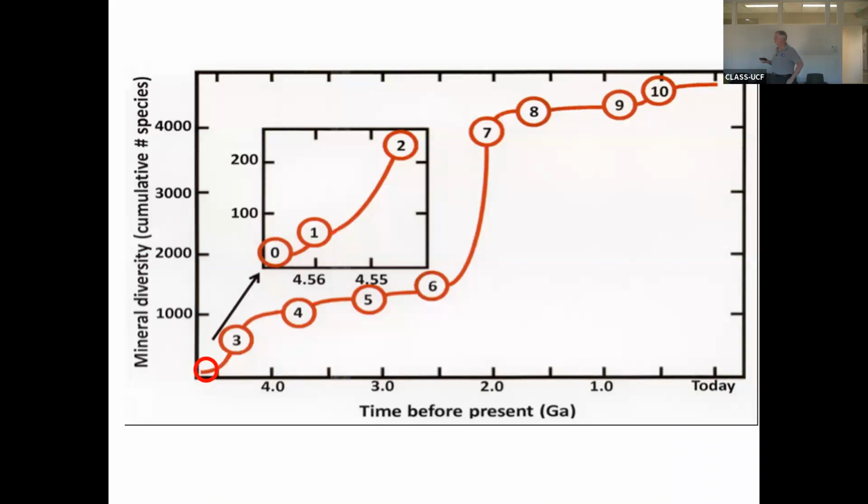And this is another chart from Hazen about mineral diversity. Time versus mineral diversity. And basically, all we're going to be talking about in this class is this little area occupied by the first red circle in the lower left. All the rest of this mineral diversity just really doesn't apply too much to us.